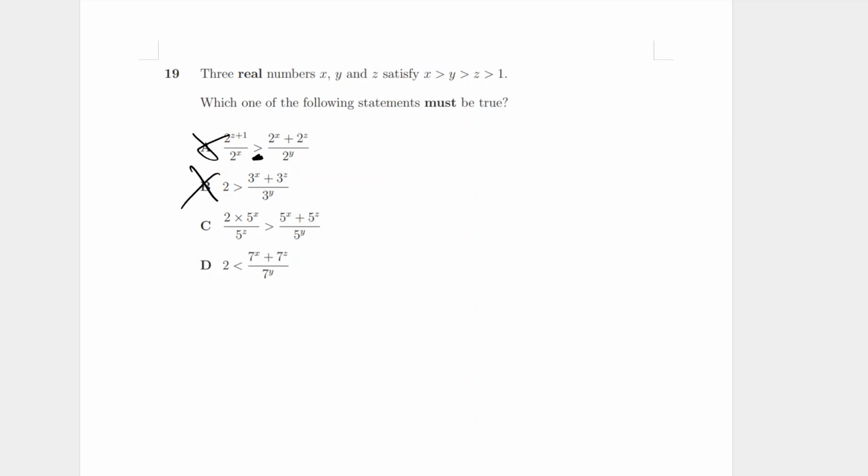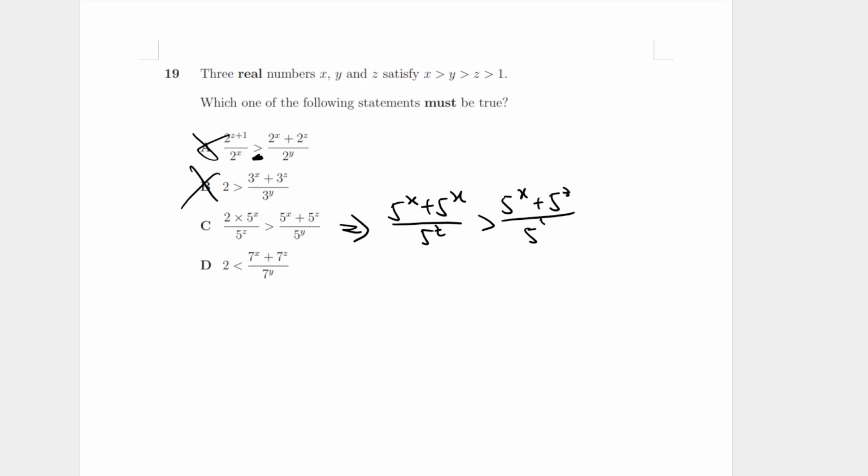Okay, how about C? So can we find a counterexample for C? Actually we can't. So we have to prove it though, right? So let's try to prove this. How do we prove it? Let's try to write this in a nicer form, so that both sides are comparable. Over 5 to the y.